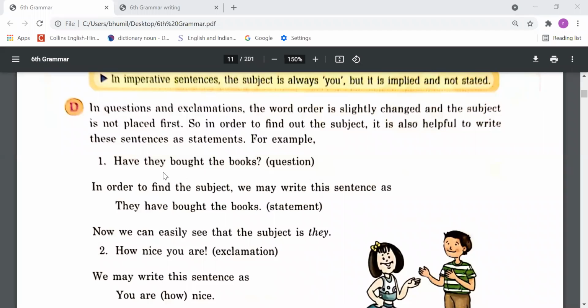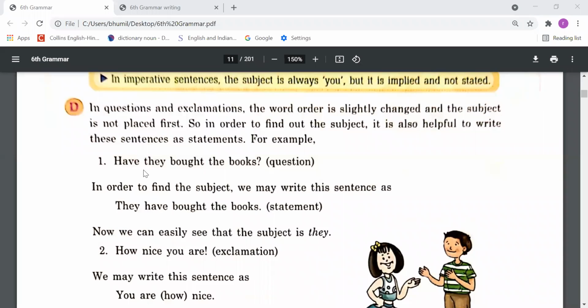Let's read these sentences. Have they bought the books? So we know that they is the subject, we are talking about they. This is an interrogative sentence, and we know that in the formation of an interrogative sentence we always use an auxiliary verb or helping verb before the subject. That's why we have used have before the subject, but our subject is they. Why? Because we are talking about they. So we have to understand this point: in an interrogative sentence, the subject is not the first word, it can be the second or third word, right?